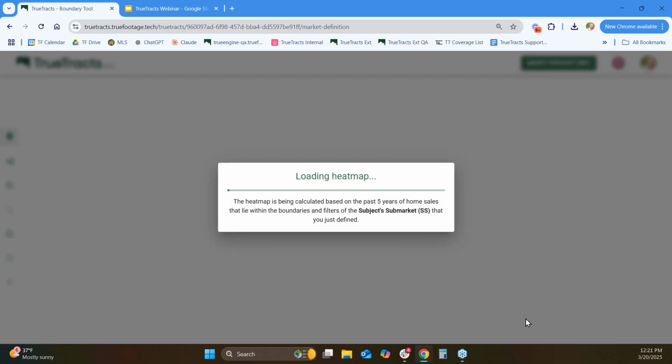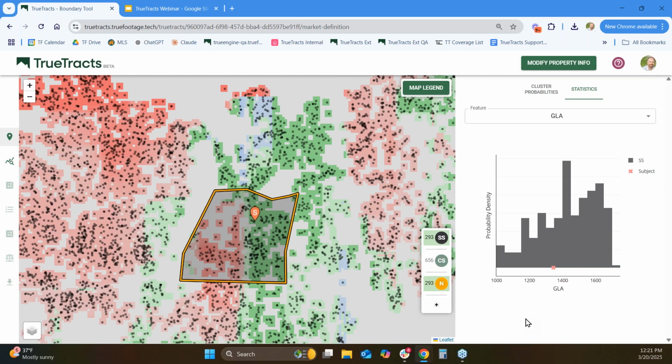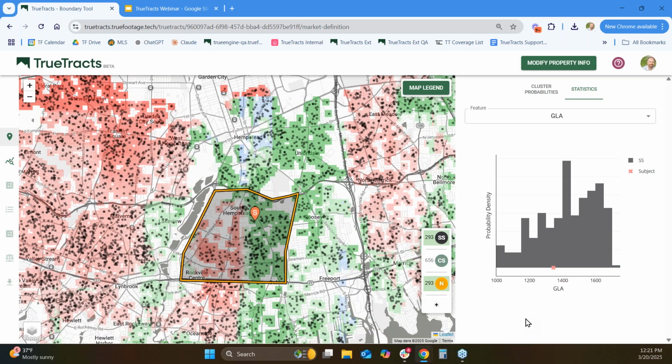Now, this is where the really cool stuff happens. It is training a statistical model on all of those properties, those 300 or so properties that I just grabbed within those boundaries that lie within those filters. It's trying to learn the relationship between sale price and features. When GLA gets bigger, how does that affect sale price? When lot size gets smaller, how does that affect sale price? And it's trying to figure all of that out. All of that is done because it wants to try to predict the sale price of every one of these black dots to figure out what it sold for.